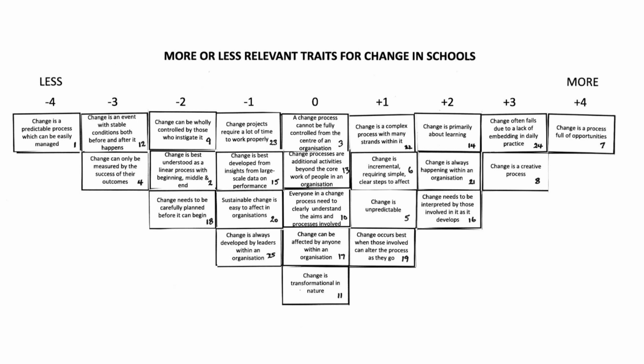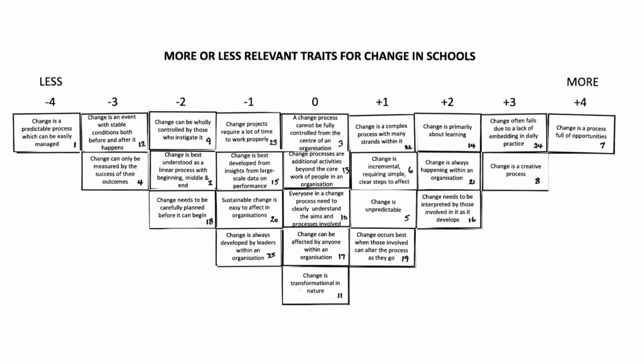What you'll also notice is that each of the statements has a number to it. So the one on the extreme left, for example, at -4, "change is a predictable process which can be easily managed," has 1. Now, what you need to do is give each statement a number from 1 to 25. And this becomes important because you need to be able to compare between people's Q sorts. So what you do effectively when you analyze it is you replace a phrase with a number. So when you're doing the analysis, rather than "change is a predictable process which can be easily managed" going into the computer, you just put in 1.